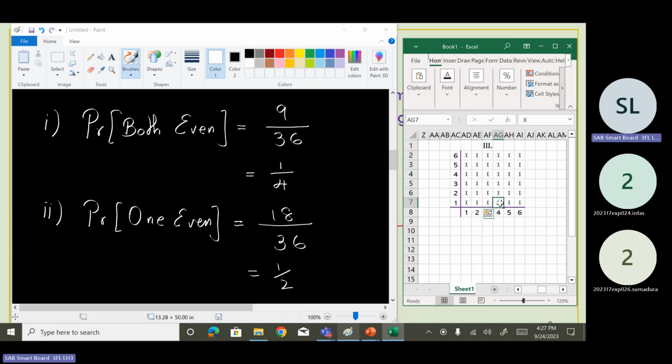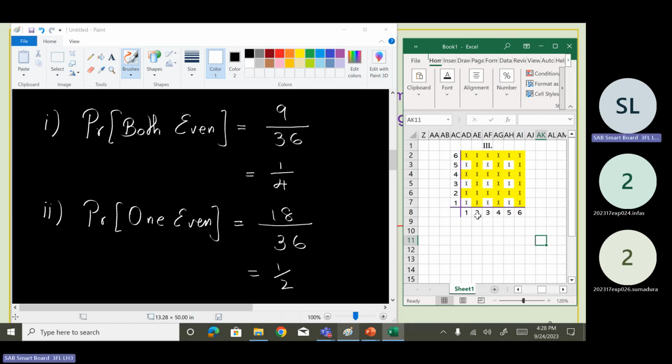Four, same story. Already you have a four, so one even is there anyway. If the other one is odd, you have one even. If the other one is even, you have two evens. So everything is counted from two, from four, from six. Not only the columns, the other way also the same story applies. Anything from this row two, row four, row six is counted.